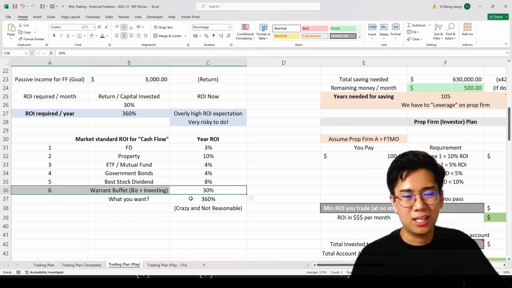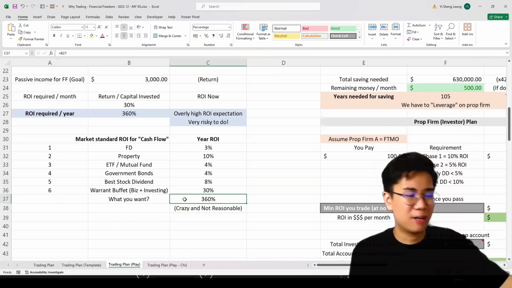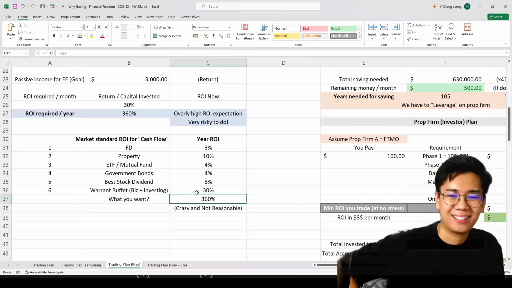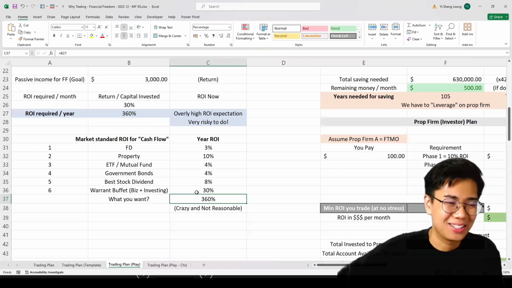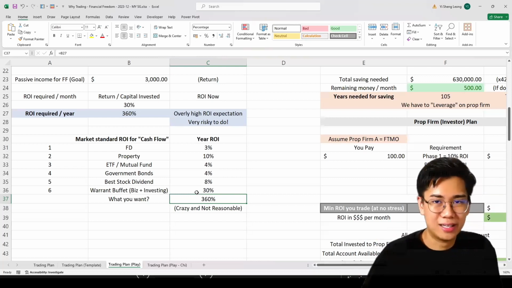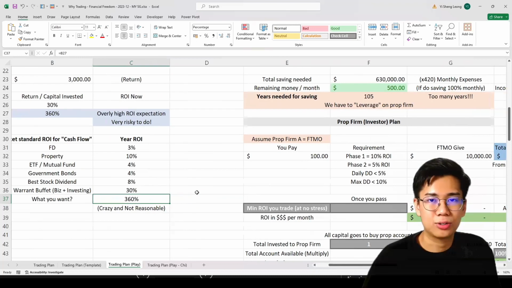I want to be 10 times better than Warren Buffett. Warren Buffett gets 30% in 1 year, I want 30% in 1 month. Crazy. Confirm cannot. You're putting yourself into failure. Hence, you have to go to the second path.